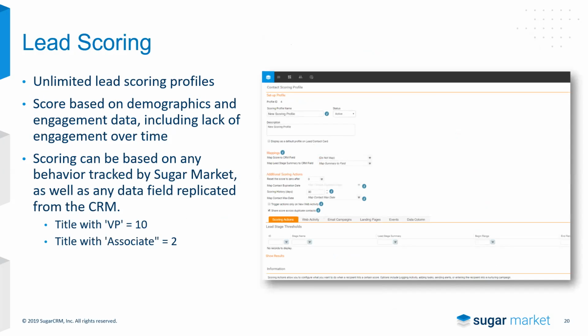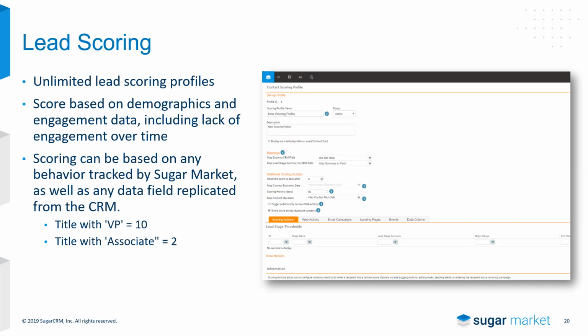Lead scoring. So I talked a little bit about being able to pass it over to the salesperson at the right time. What's interesting and unique about Sugar Market's lead scoring capabilities is, one, there is no limit to the number of scoring profiles you can create. You also have no time constraints. So if you want to look at a scoring profile over the last 30 days and a scoring profile over the lifetime of your engagement with that prospect, you can create that.